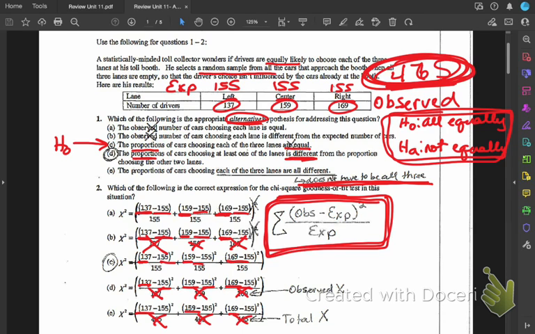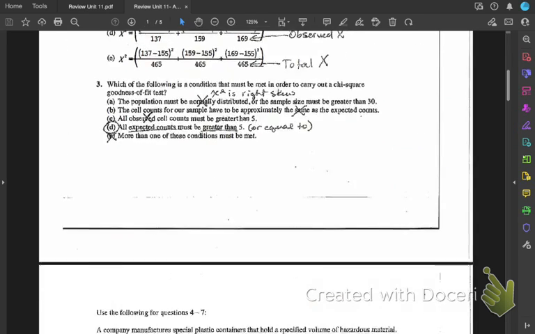Now, the difference between A and C. On A, they actually add all of those observed minus expected divided by expected. They don't square each time. They square at the very end, and that's the problem with A. If you see on C, they're squaring each time. That's the reason that C is the answer. Okay. Alrighty, let's continue. Number 3.